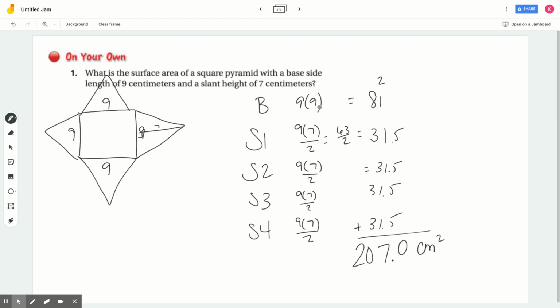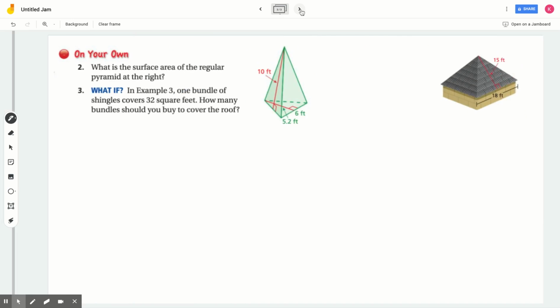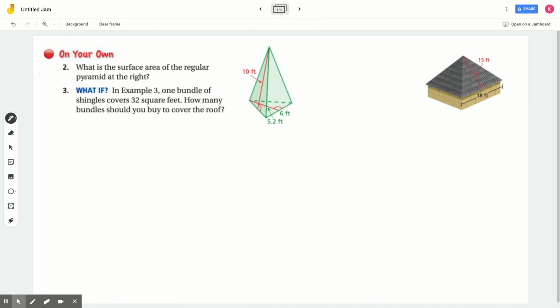Now, let's go ahead and take a look at the next one. So with this next one, it says, what is the surface area of the regular pyramid at the right? So when it's talking about a regular pyramid, it means that all sides of the base are the same length. So all sides of this triangle are going to be 6 feet. That would make it an equilateral triangle. So all sides of that base are the 6 feet.